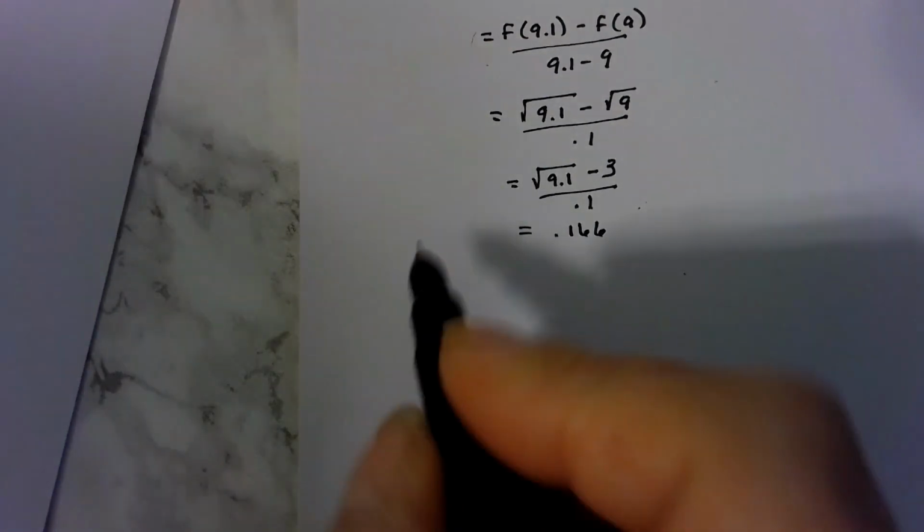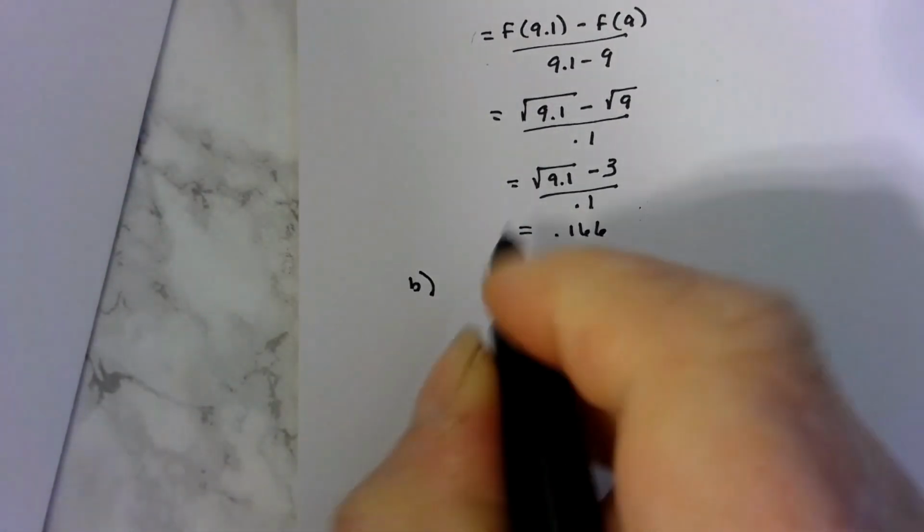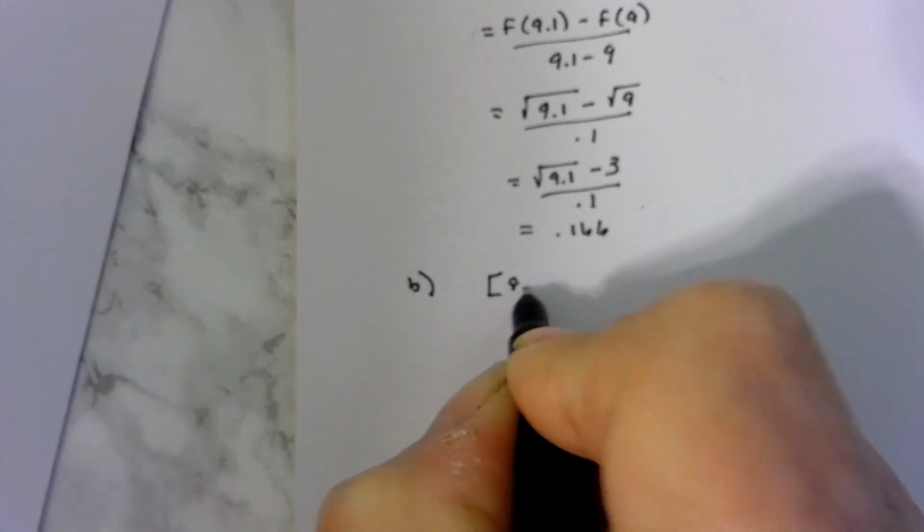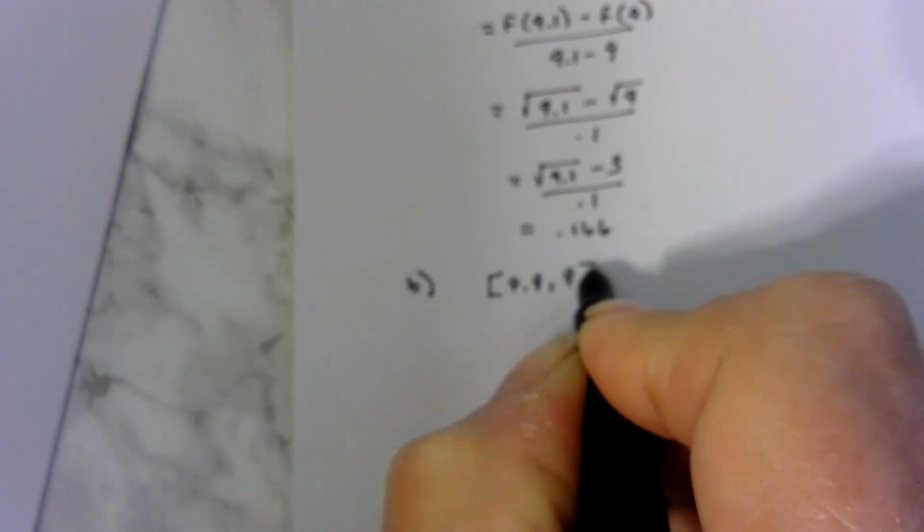In B, our interval has changed. It's going from 8.9 to 9. Okay, again, why this thing keeps, sorry, I must have hit it or something. Let me refocus.